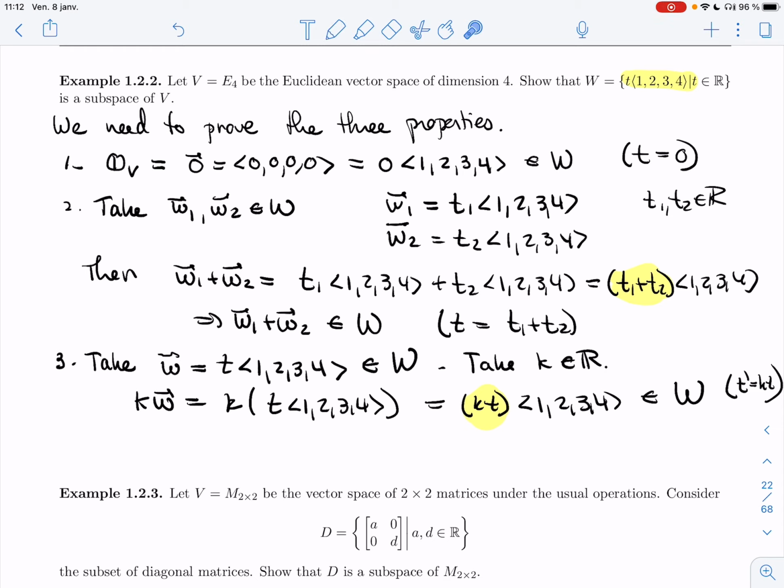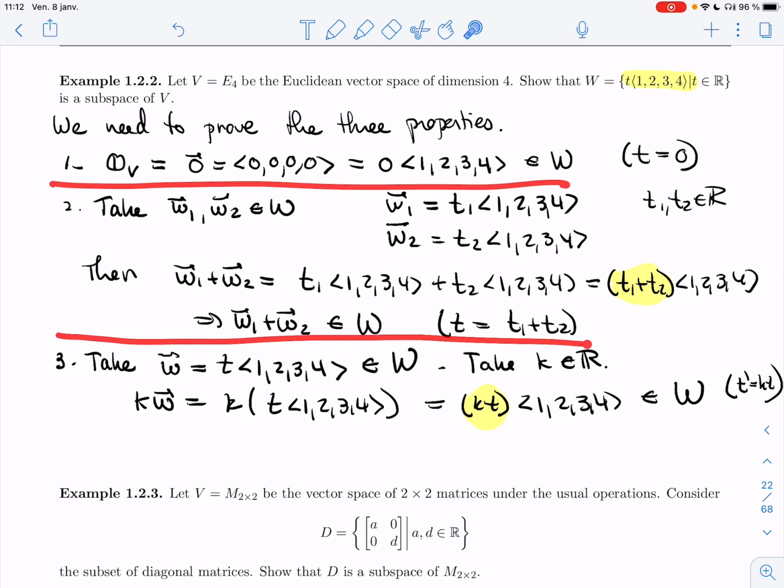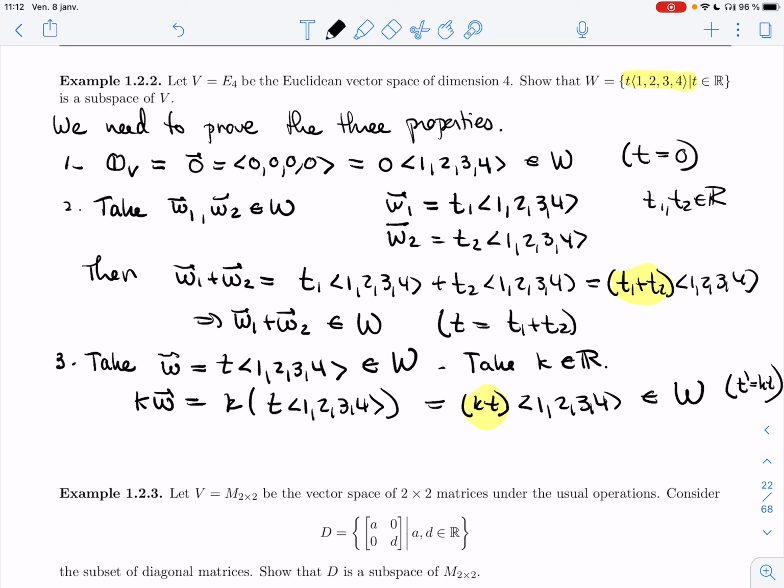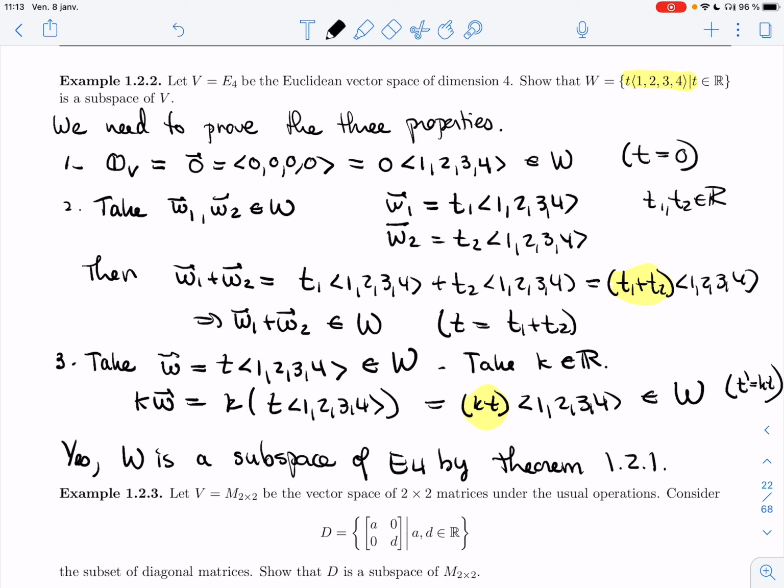All right, I proved property 1, I proved property 2, and I proved property 3. All three were right, and so I know that my W is a subspace of E4 by the last theorem we proved, theorem 1.2.1. All right, so hopefully you see that this theorem will really save us some time. I was able to fit this example in half a page, while usually proving the 10 axioms would be 2 pages.